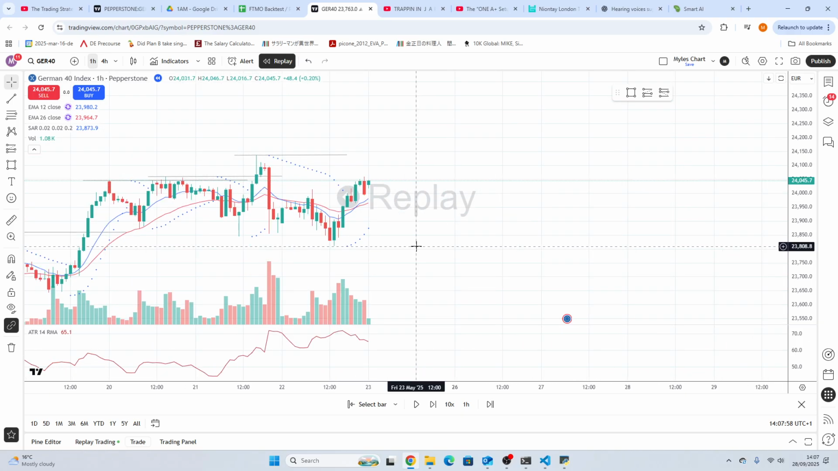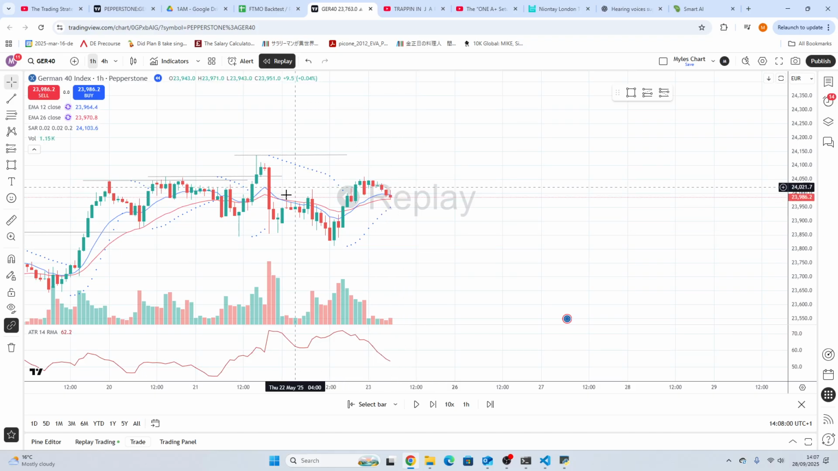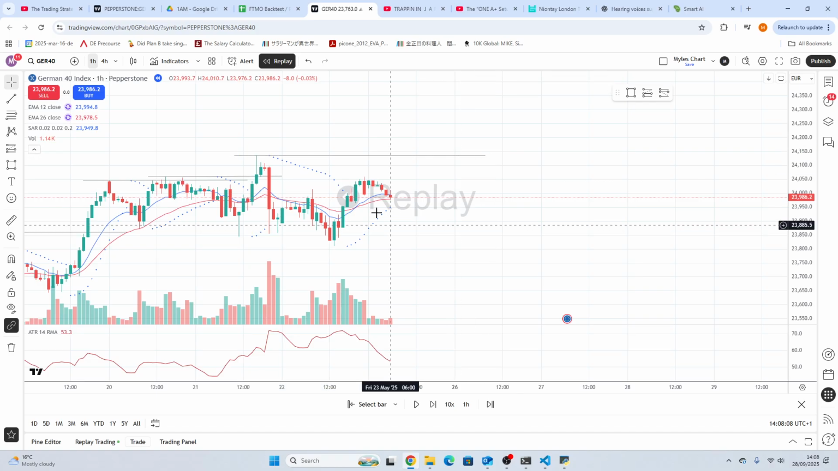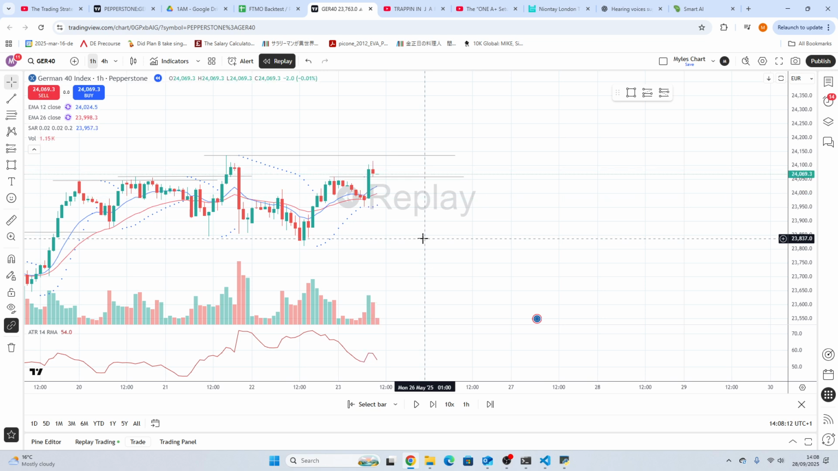So yeah, right now we're just waiting for it to break. We could have waited for this one here, but I'm not going to count it because it comes down. I'm going to wait for it to break this one up here. There's a new high here. It could break. And there it is.